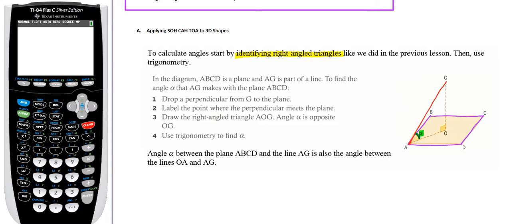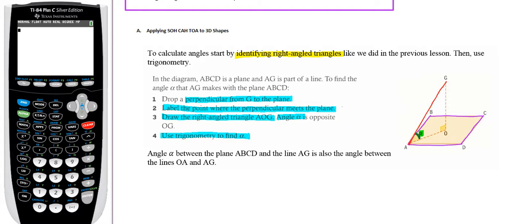So we figure that out by drawing the lines that are necessary. So a perpendicular line from G to the plane. We're labeling where that perpendicular meets the plane, so that's point O. Then we draw our triangle and we label our angle alpha. And then we can use trig to find alpha.